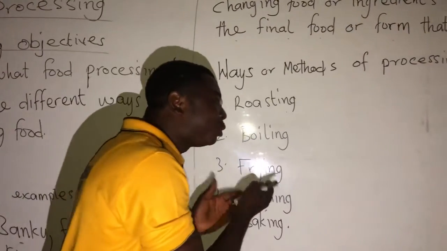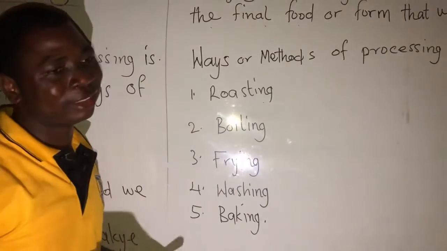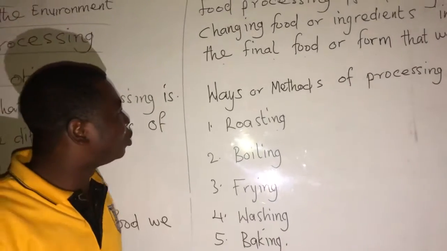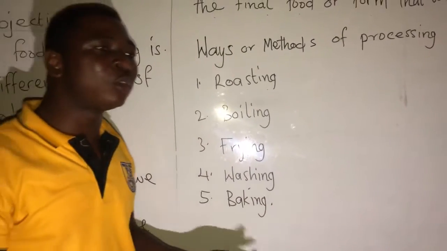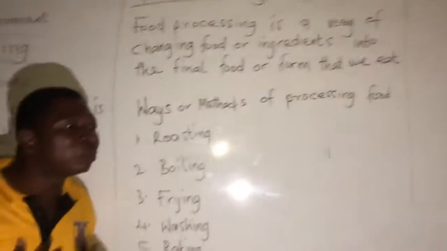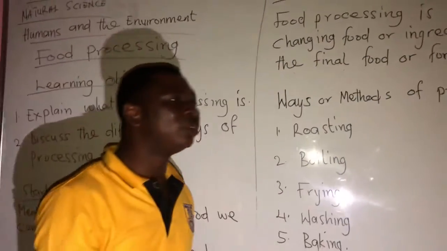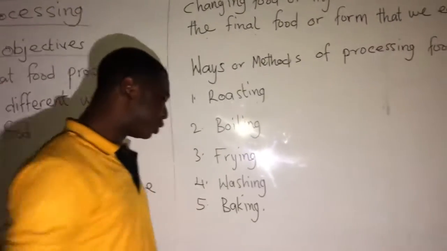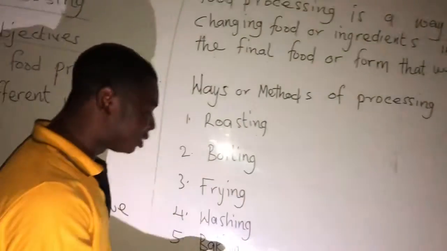So frying, you know how you put the food in the oil so that it will fry. Another way to prepare the food is washing. Example: vegetables, fruit, like apple. When you want to prepare the apple before you eat, you have to wash it. You wash it nicely, then you can chew it raw. So, washing the food.